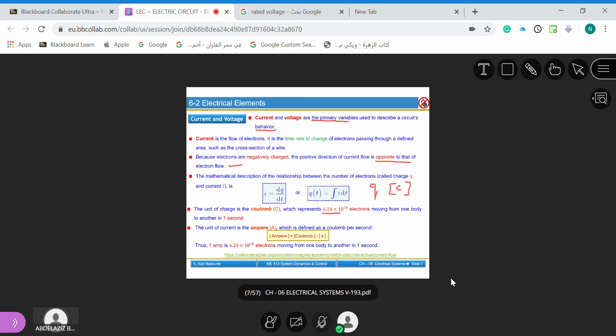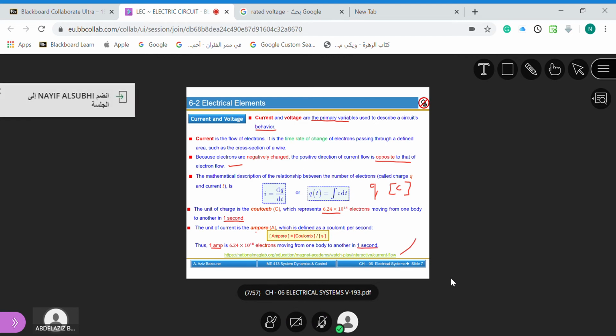6.24 times 10 to the power 18 electrons moving from one body to another body in 1 second. This is the number of electrons moving to produce one charge, which is known as the coulomb. The unit of the current is the ampere, which is coulomb per second. As you can see, the ampere A should be coulomb per second. Thus, 1 ampere is 6.24 times 10 to the power 18 electrons moving in 1 second.